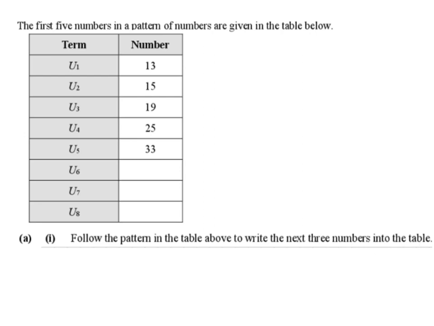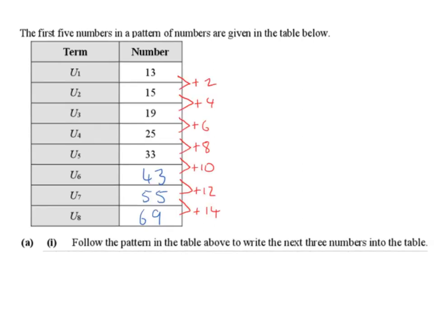So we need to figure out what term 6 is, term 7 and term 8. So if we have a look at 13 and 15, the first 2 terms, we can see there's a difference of 2 because 13 plus 2 is 15. Then 15 and 19, well, the difference is 4 because 15 plus 4 is 19. Then 19 plus 6 is 25. 25 plus 6 is 33. So hopefully you can start to see a pattern forming.